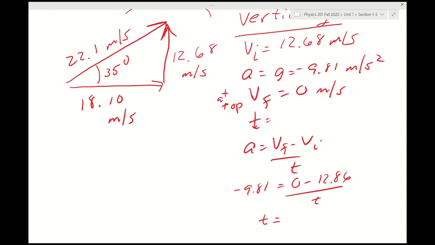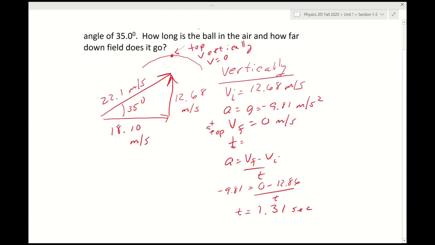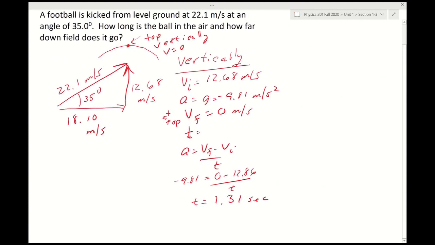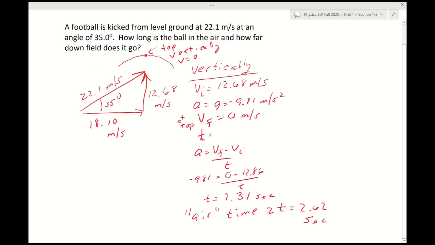Now, since we're talking about something that goes all the way up and then comes all the way back down, this is a full parabolic motion from piece to piece. So the air time, that hang time, is simply 2t. So that's going to be 2.62 seconds. The reason we would use that is we're presumably on a football field since we're kicking a football. It's going to come back to the same level it started.